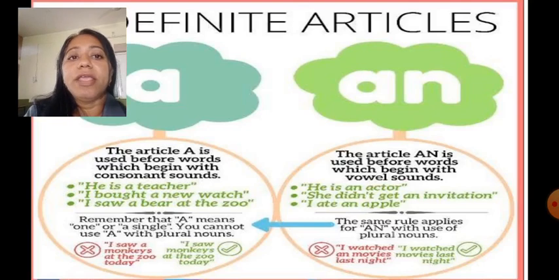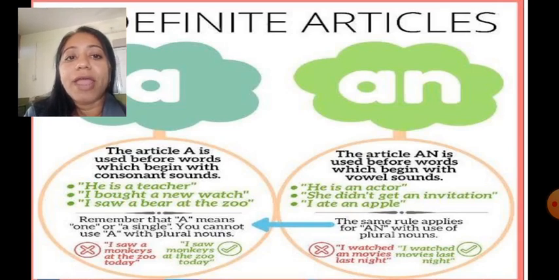Indefinite article: a or an. The article a is used before words that begin with a consonant sound. For example, he is a teacher. I bought a new watch. I saw a bear at the zoo.